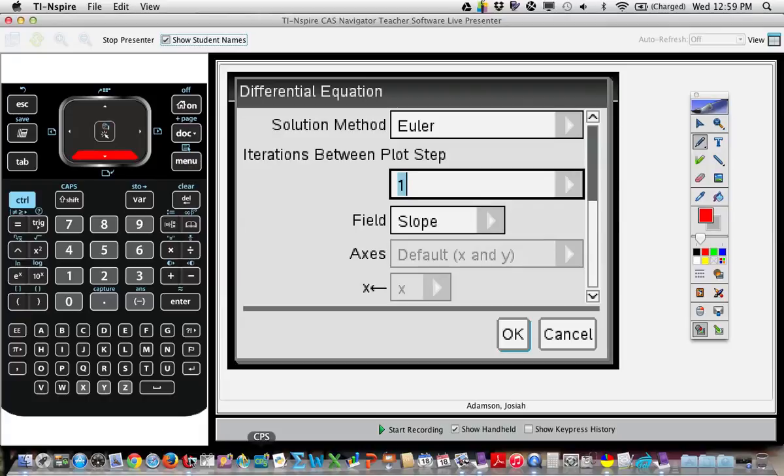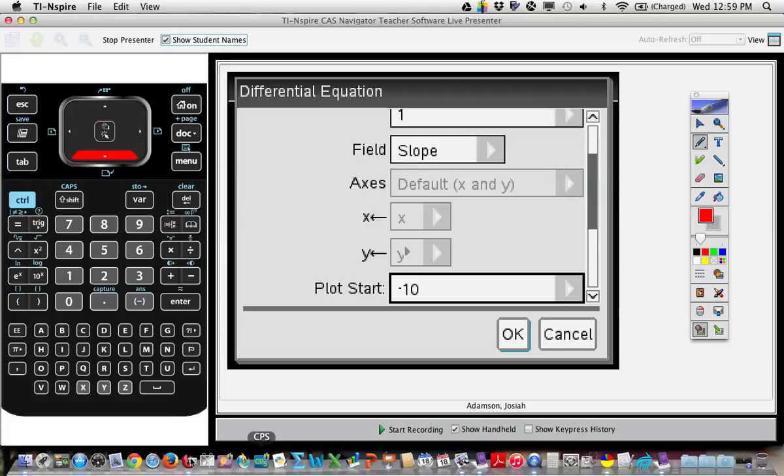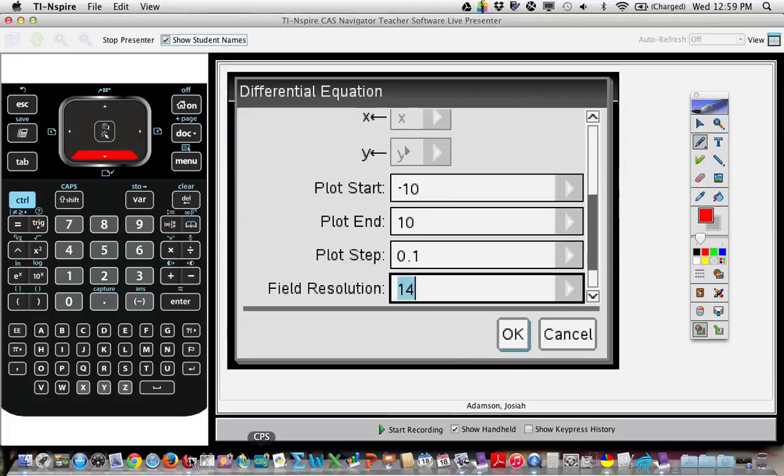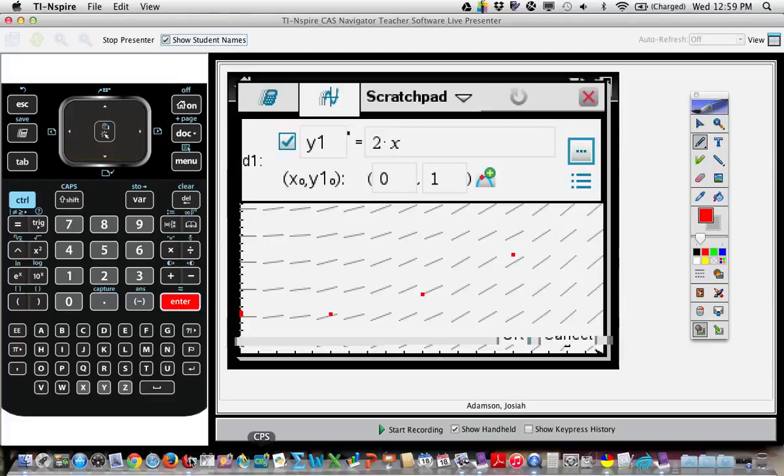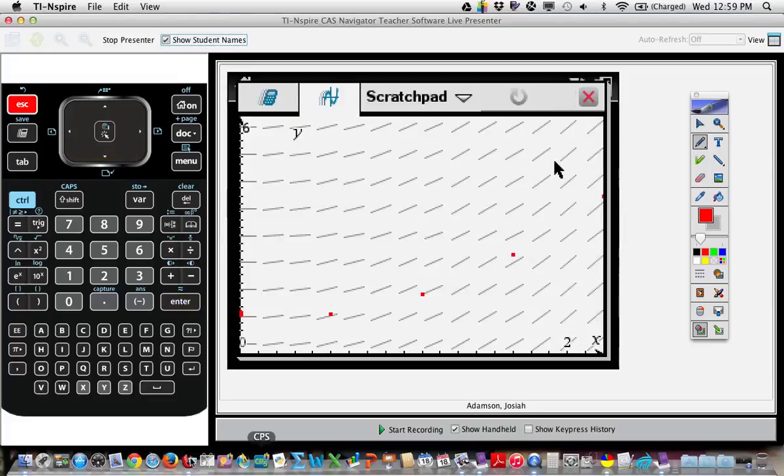So go on down. You shouldn't have to change anything. I don't even know what that does, so we'll just skip that. Plot start, plot end, I have no idea. Keep the field resolution at 14, but plot step, that's the one we want. Plot step is where you put your step size. So change that to 0.5. Hit enter, then hit OK, hit enter again. You'll go back to your graph, and notice you got a lot less points, because it only calculated the 0.5.